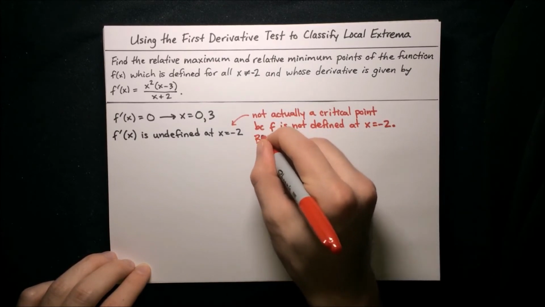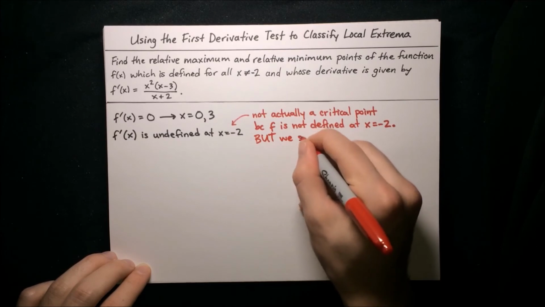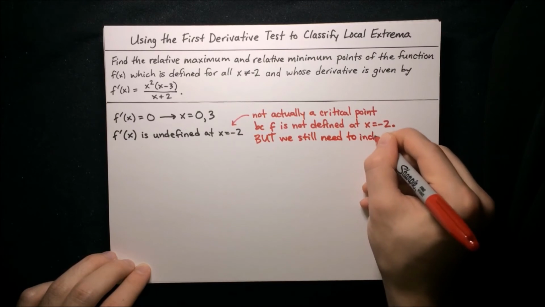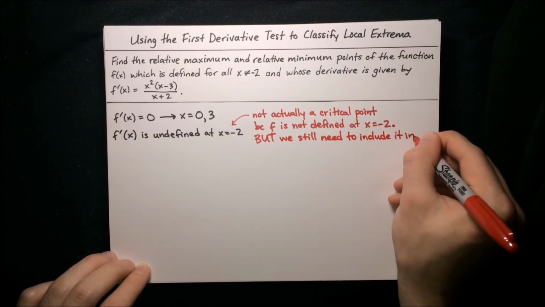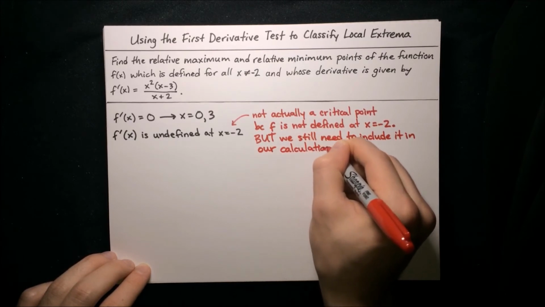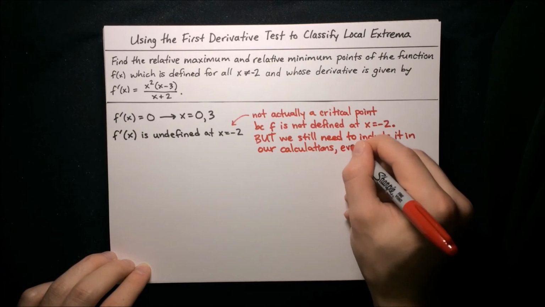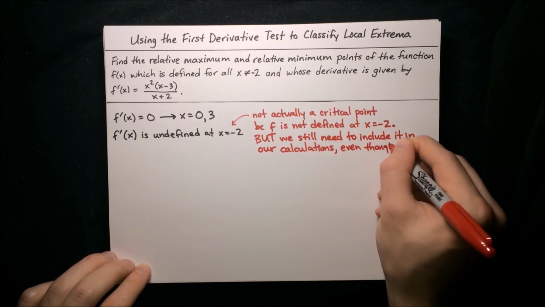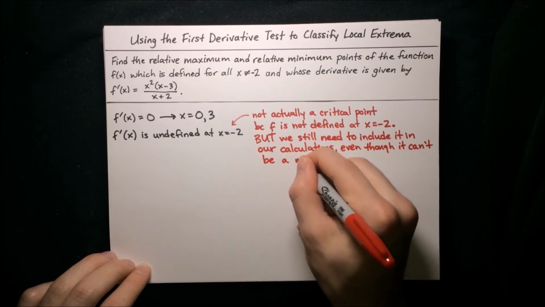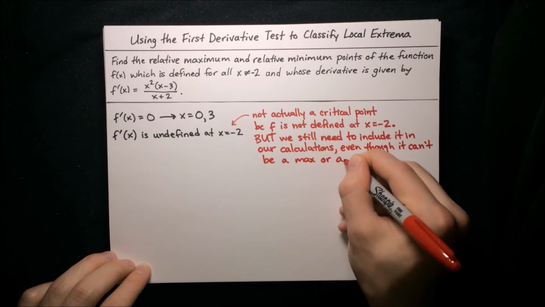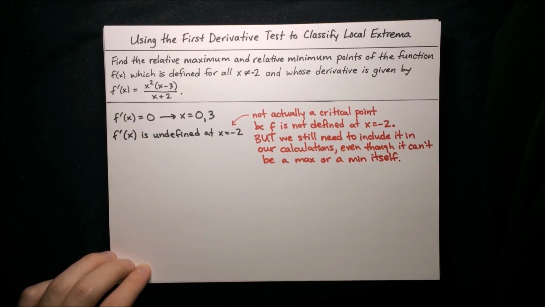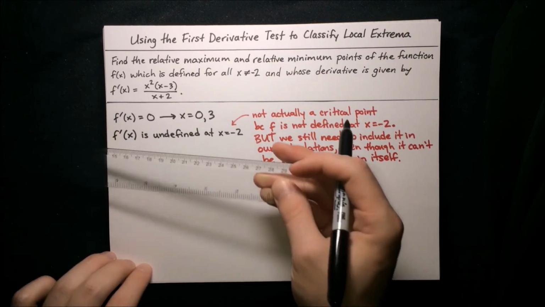So we still need to include it in our calculations, even though it can't be a max or a min itself. So let's go ahead and proceed as usual, splitting up the number line.